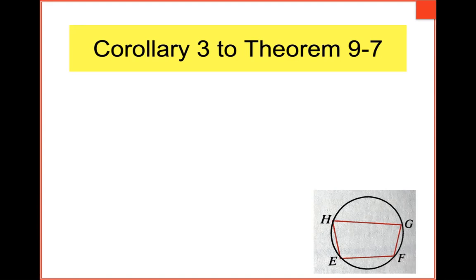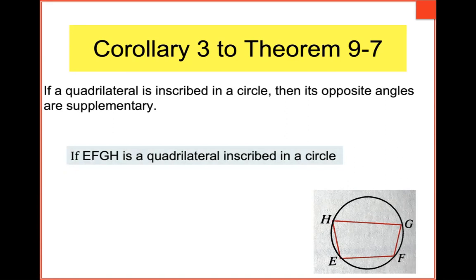And we know the relationship between arcs and inscribed angles is half. Well, that means that angle H plus angle F added together must be 180. And we would call those angles supplementary. So that's what this says.